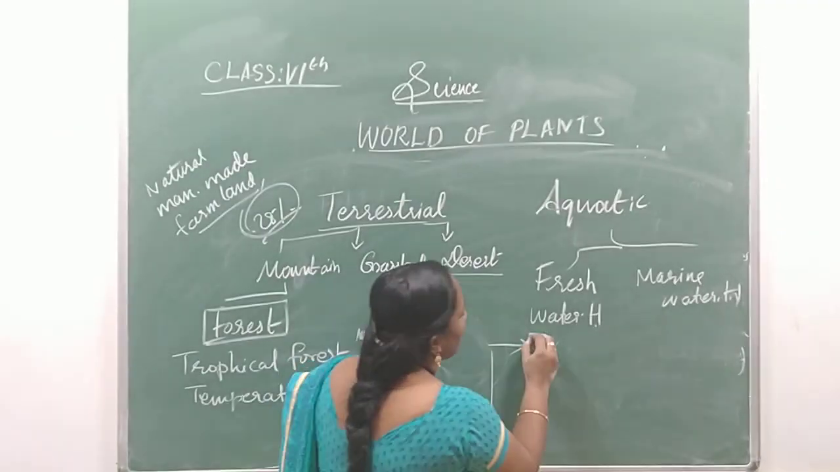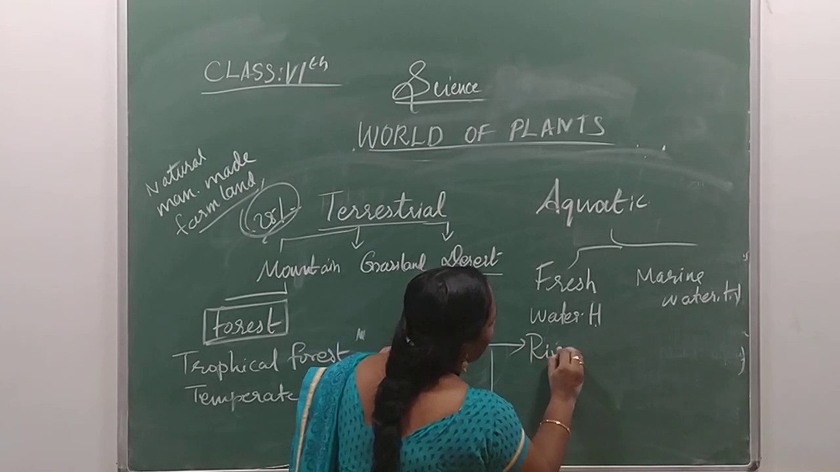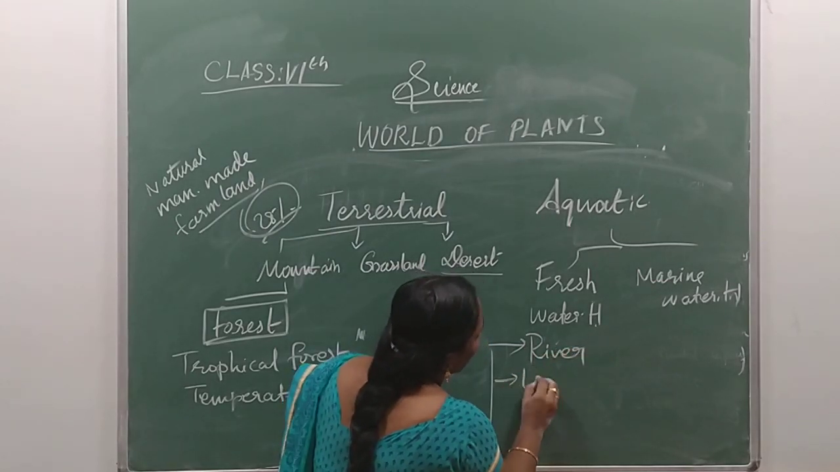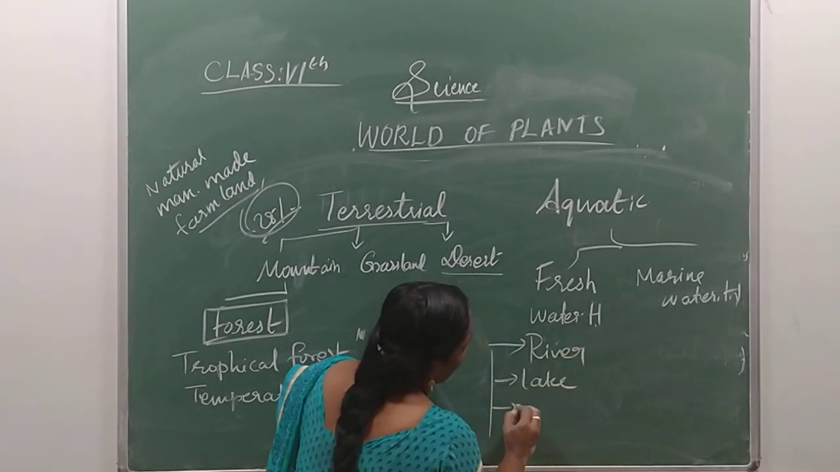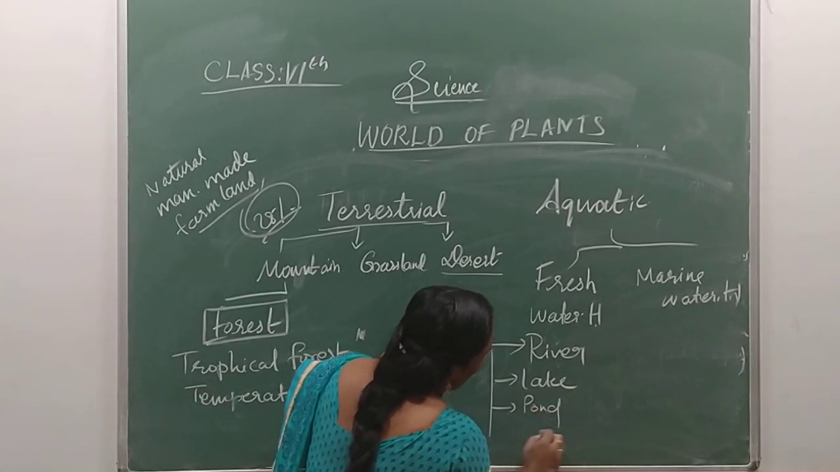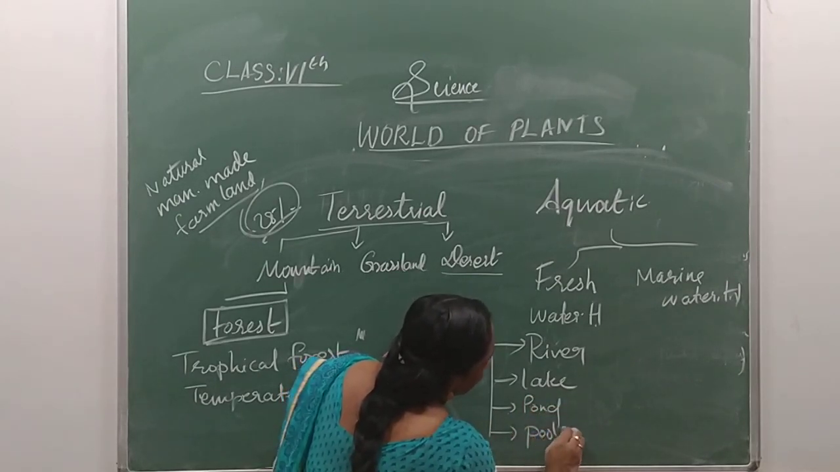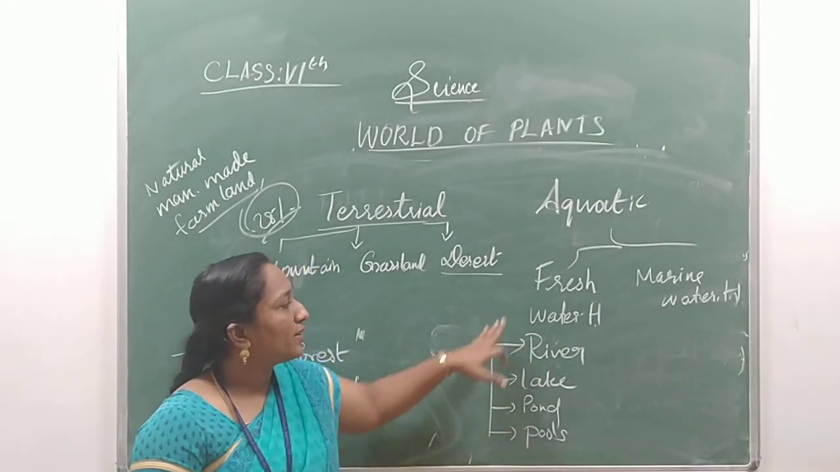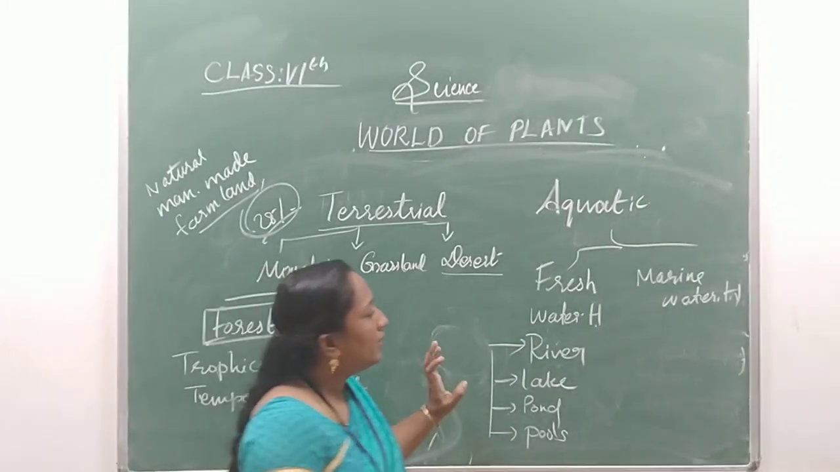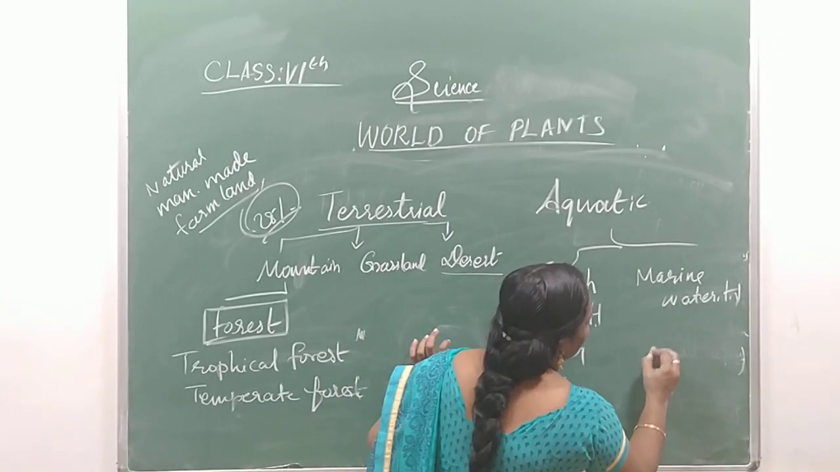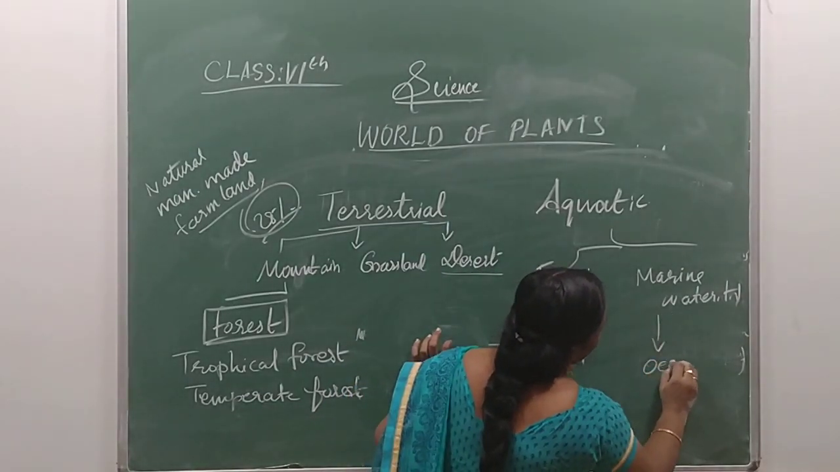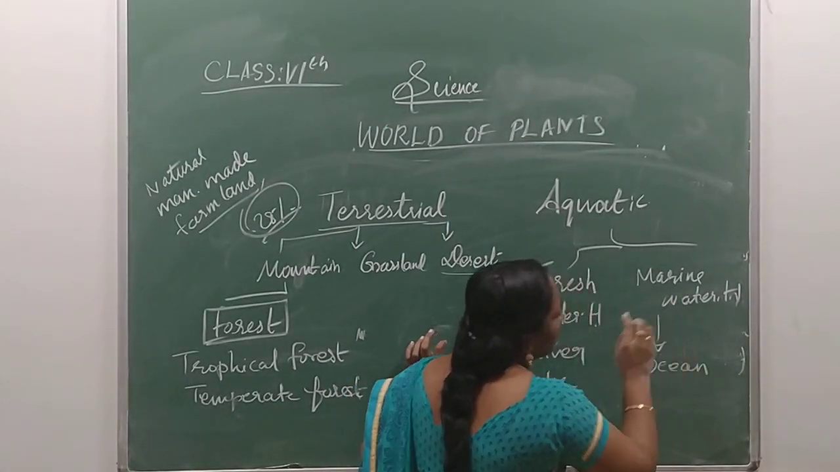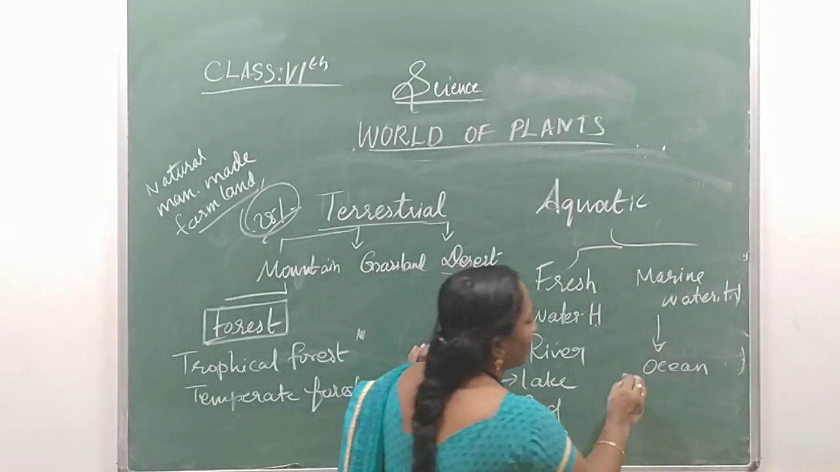So it starts with river, then lake, then pond or small pools, kutaigal. Okay, like this it happens in the freshwater habitat. And marine, ocean. Marine water is salt water, having a high salt content.